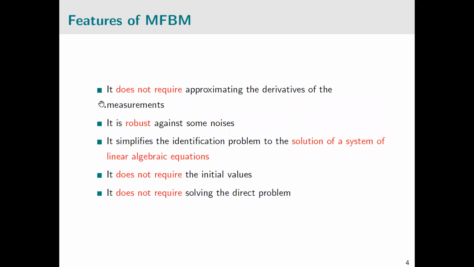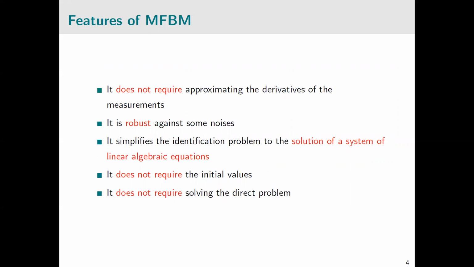With this method, you don't need to approximate the derivative of the measurements. And this factor, with other factors, gives the method robustness against some noises. In addition, it simplifies the identification problem to the solution of a system of linear algebraic equations. Also, it doesn't require the initial values, which are usually unknown, and we don't have to solve the direct problem with the modulating function method.